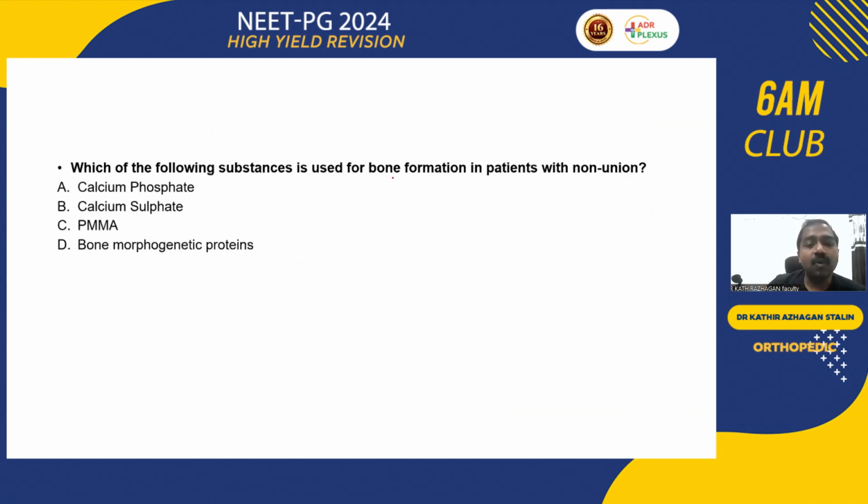Which of the following substances is used for bone formation in patients with non-union? Excellent. Bone formation. Do you remember in my class, how many of you are saying C? All the big guns are saying C. Come on, guys. Calcium phosphate and calcium sulfate are just going to be osteoconductive materials. They cannot create bone. PMMA is the content of bone cement.